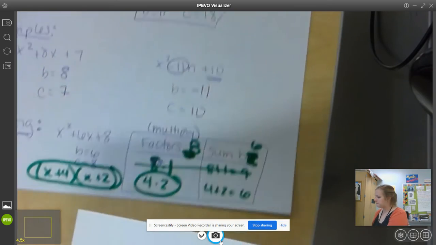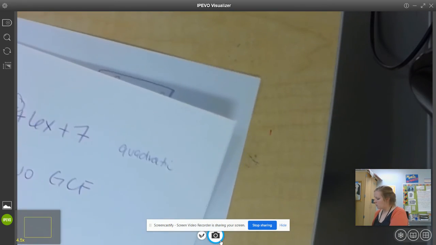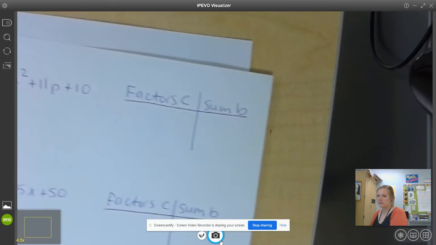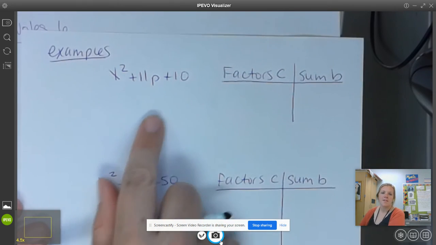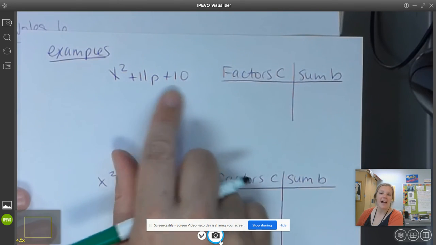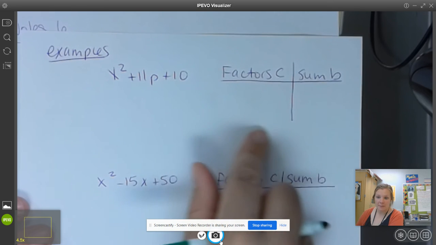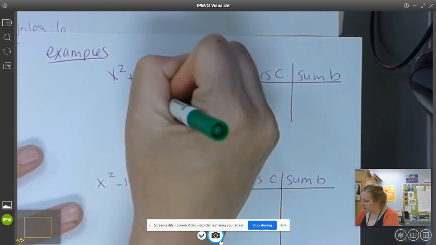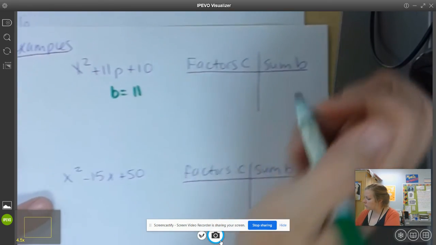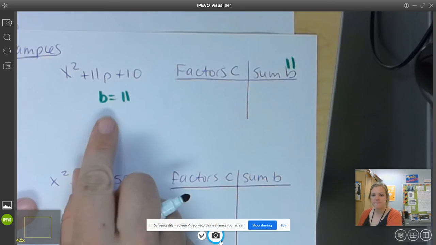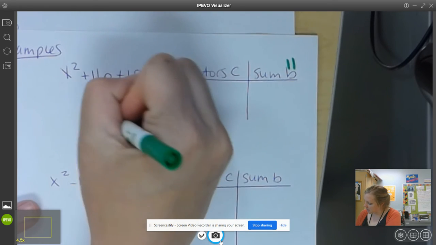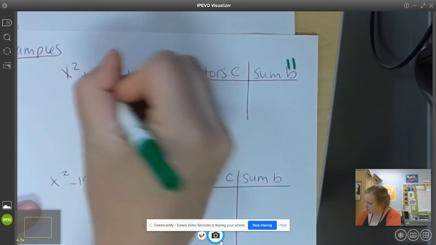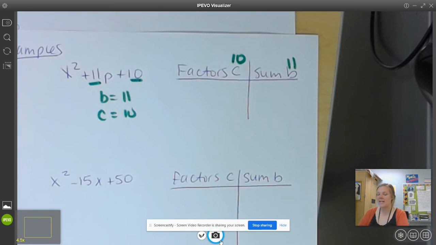Let's try another one. We're going to try to find the factors. We're going to factor this. So again, we're going to make a table every time. We're going to find the factors of C that add to be B. So in this problem, B is 11. So I need the two numbers to add to be 11. And the C is 10. So they need to multiply to be 10.